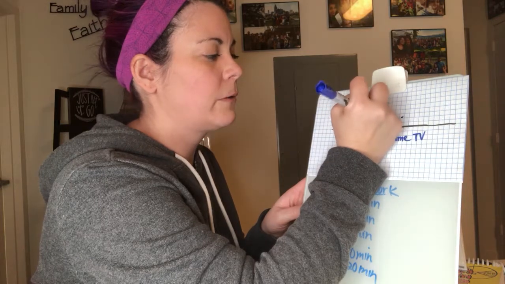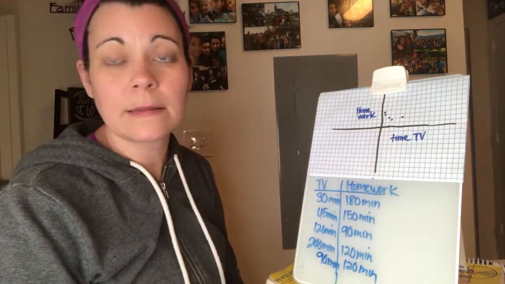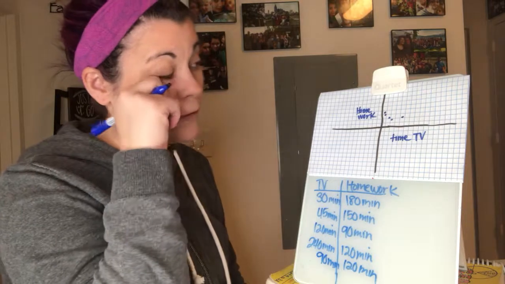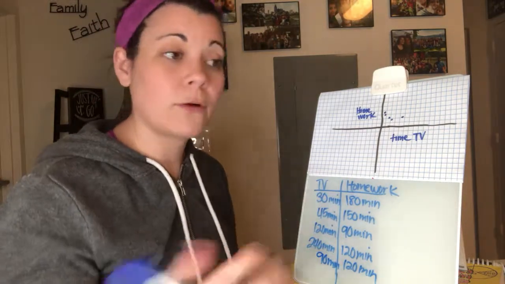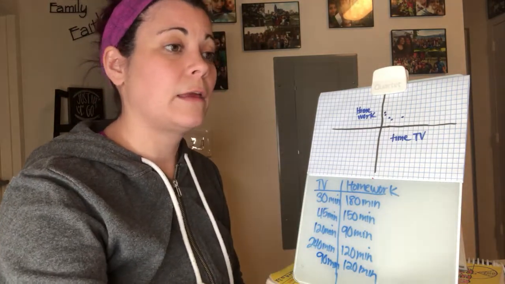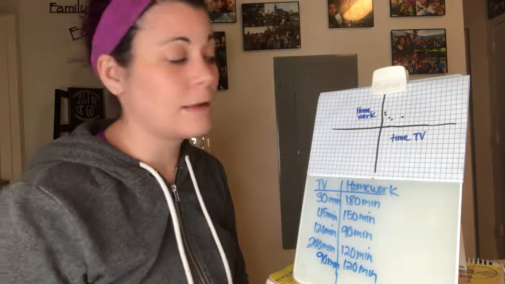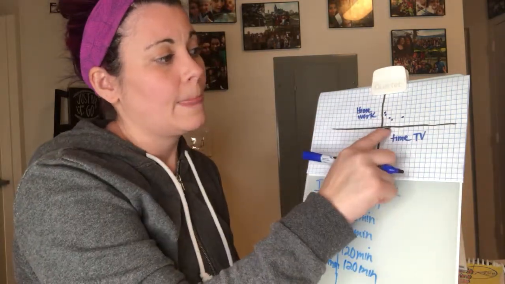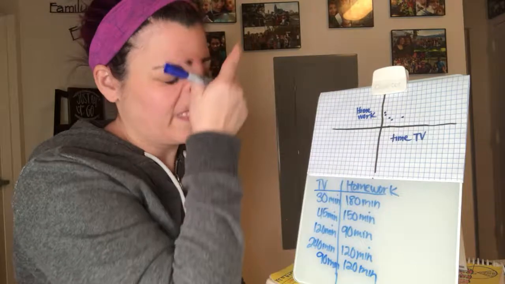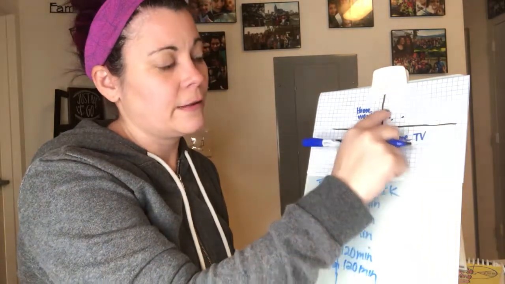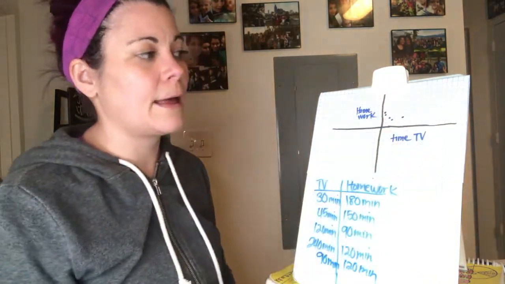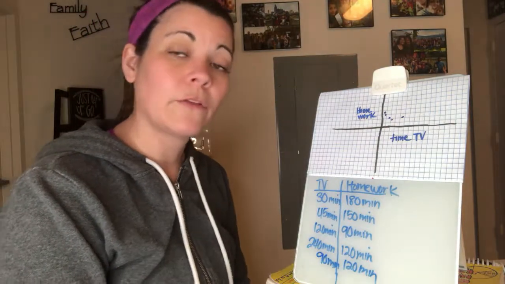We would want to label our axis when we're doing scatter plots, okay? So you graph them just like coordinate planes, and then you talk about them like that. So the trend here would be the more TV you watch, the less homework you're going to do. So that would be the trend.